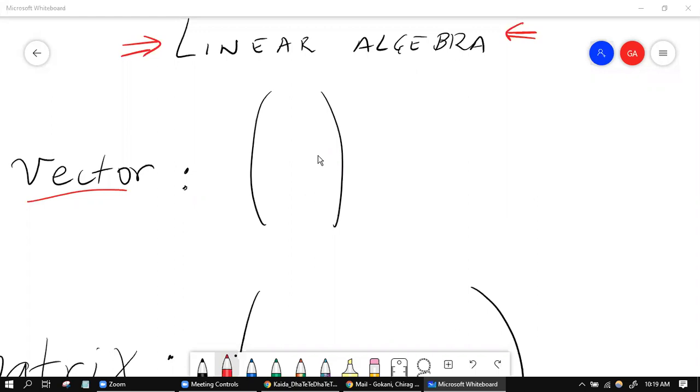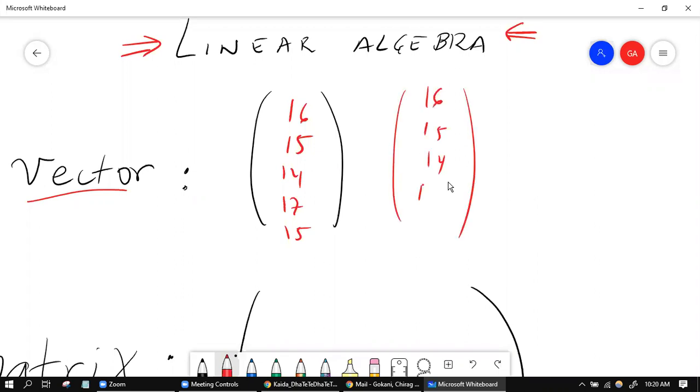But for example, can 5 of you give me your age? I need 5 people to volunteer and give me your age. 16. Okay. 16. 15. 14. 14. 17. Okay, 17, and someone else said 15. So this is a vector, okay? And vectors have dimensions. So say I'd left out this 15, then I would have a vector like this: 16, 15, 14, 17.